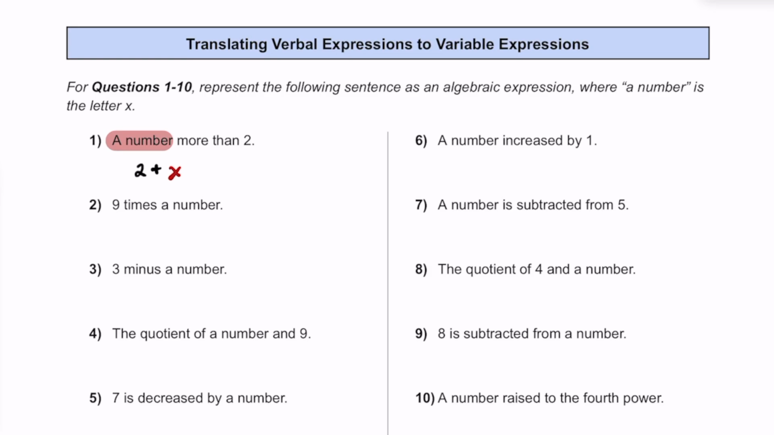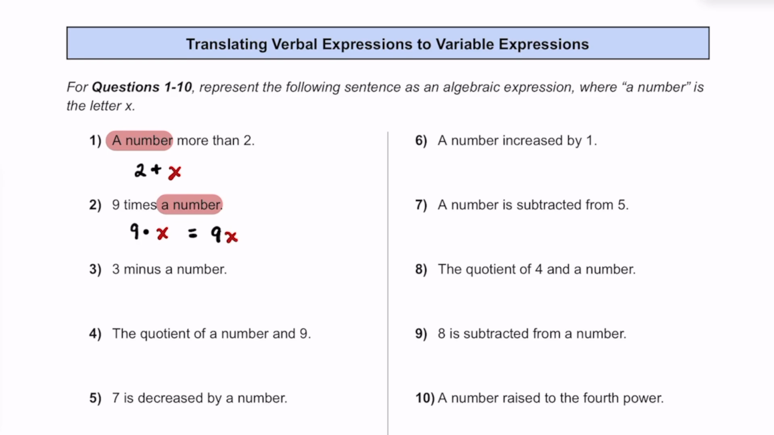In number 2, we have 9 times a number. So again, a number here, that's going to be our x. So it's going to be 9 times that number. So you can write it as 9 multiplied by that number of x. But again, if you have 9 times x, you could also go ahead and just simplify this and say this is going to be 9x, just because that means multiplication anyway.